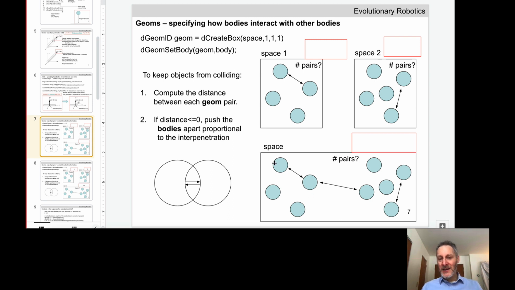If we have 9 objects, we can visit each of the 9 objects, and for each object, we can ask the question whether it's in contact with any of the other 8 objects. So another way to determine this is if we have n objects, we need to consider n times n minus 1 collisions, which in this case would be 9 times 8. Can we do better than that?